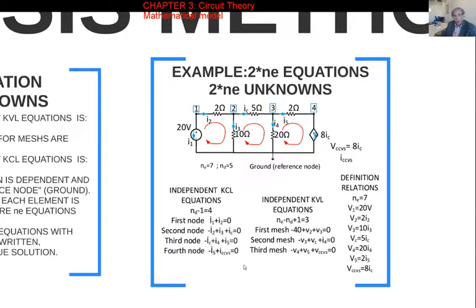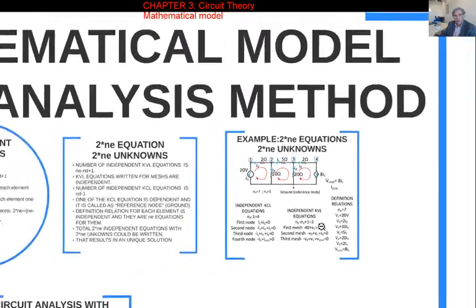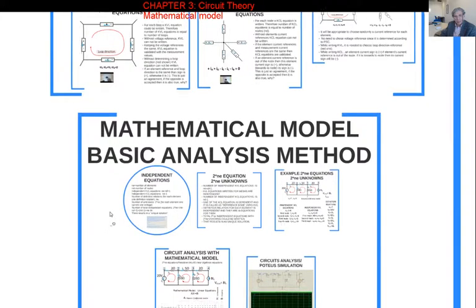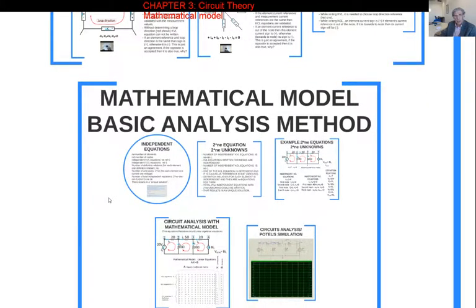So the total number of equations that we wrote here is 14. 7 of them are definition relations, 3 of them are Kirchhoff voltage law equations for the meshes, 7 plus 3, 10, and current equations, 4 of them, 10 plus 4, 14. Unknowns 14, 2 times the number of elements, equations 14, so there is a unique solution. So this is how we are writing these equations, an example for that.